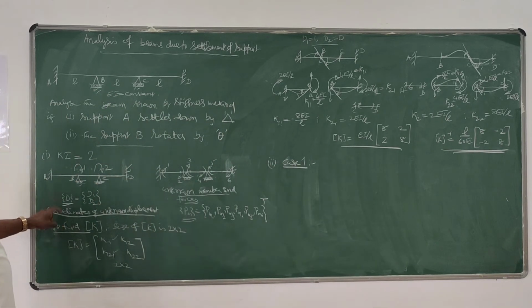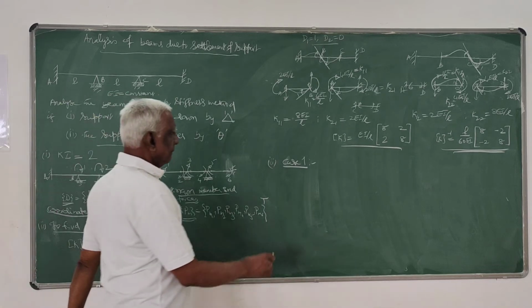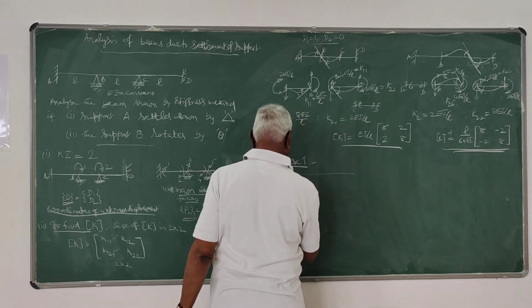So, case 1 is the support case, where the support is down by delta. So here, this support A.